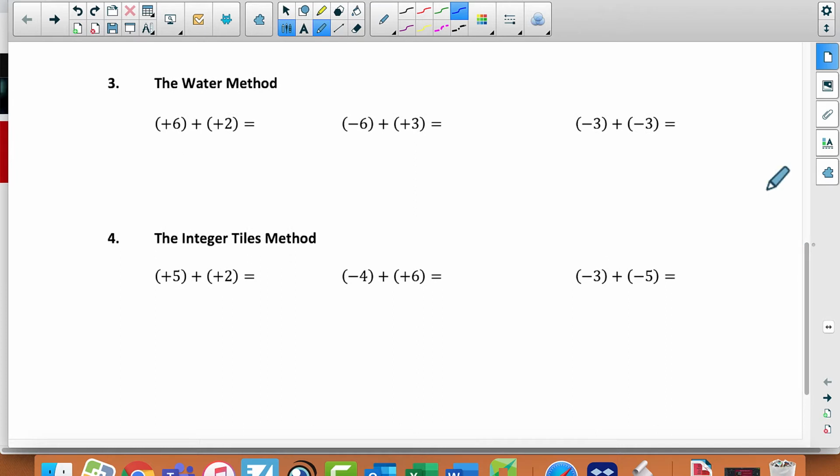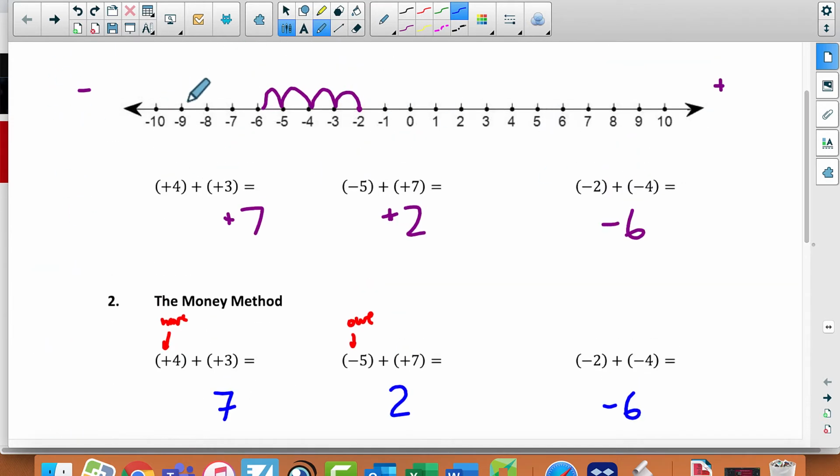Next one, the water method. What I mean by this one is kind of like you're putting the number line up and down rather than left and right. If we look at the number line here, it goes from the left to the right.